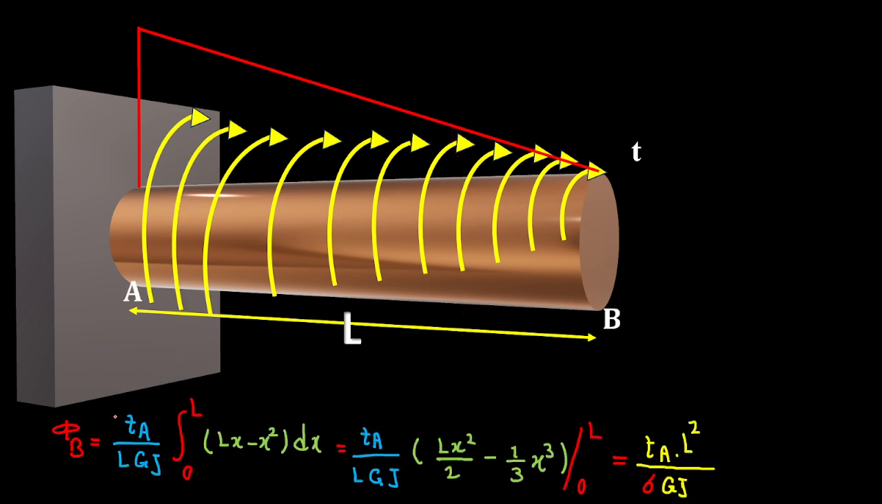If you do so, it gives you phi B equal to the constant TA over L GJ, integration from 0 to L, the entire length, of Lx minus x squared dx. And if you do so, it gives you TA L squared over 6GJ. And definitely this is smaller than the previous case because the bigger chunk of torsion applies at the first part. We will solve more problems. Thank you.